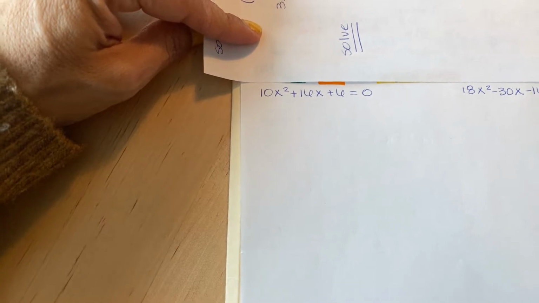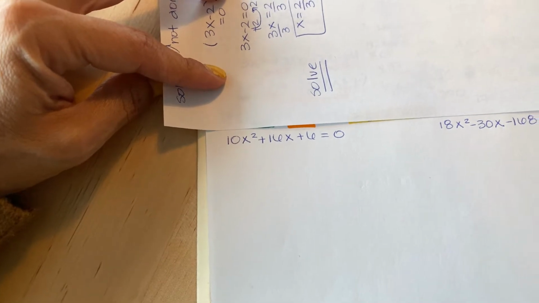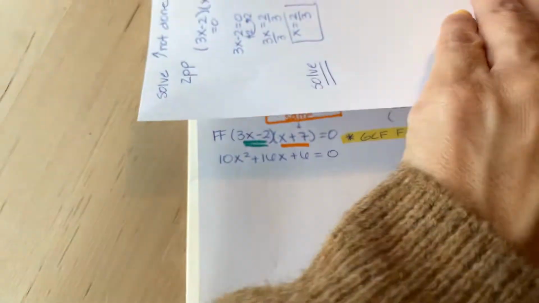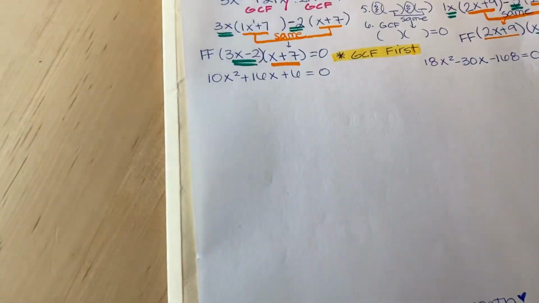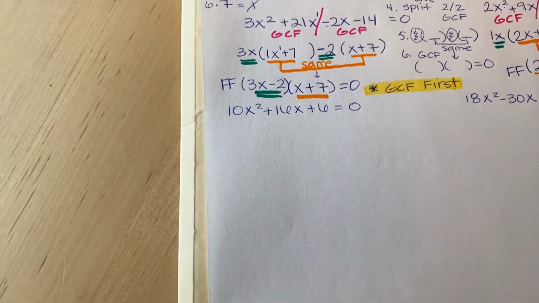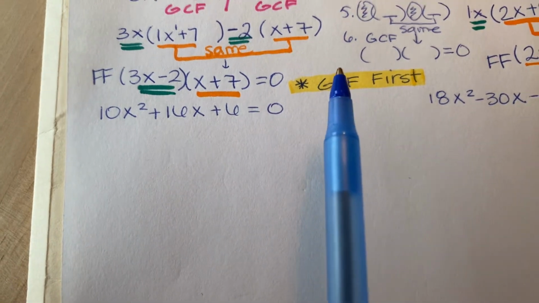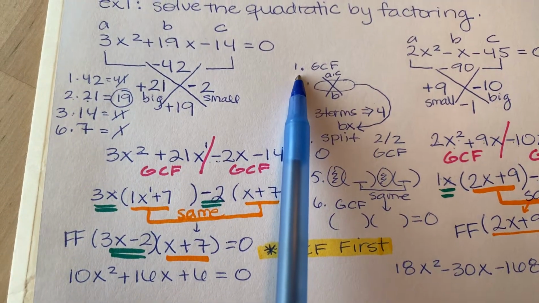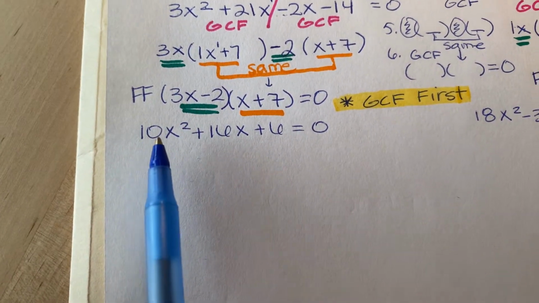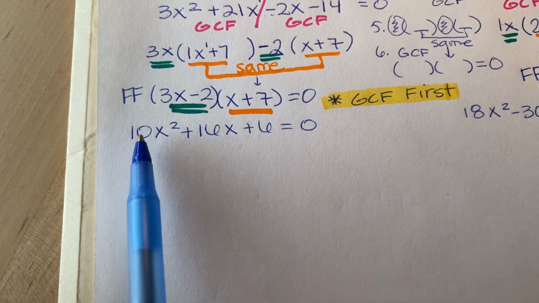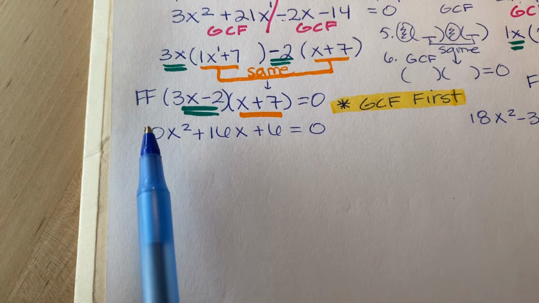Okay, 10x squared plus 16x plus 6 equals 0. We're going to solve it by factoring. But in order to solve it, once we get it in factored form, we have to do the zero product property. I should have enough space here, so let's give it a shot. Remember A, B, C. Remember, your first step is check to see if there's a GCF, and now there is a GCF. So is there a number that I can reduce this quadratic by, which is the GCF, which means get your factors.